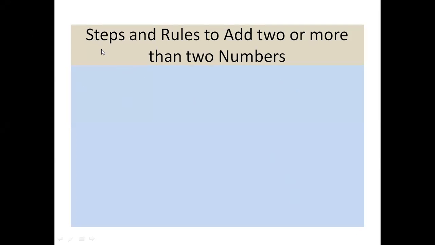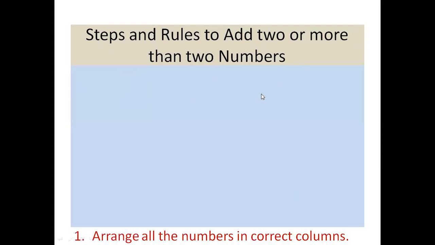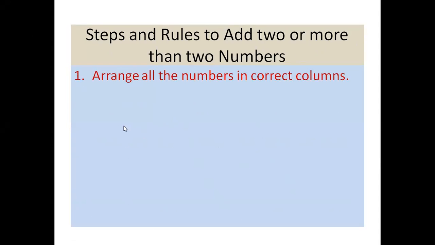Before starting the addition, let's understand what are the steps and rules which we have to follow when we add two or more than two numbers. The very first step is we have to arrange the numbers in correct columns. Okay. Now, which correct columns? According to the place values, ones, tens, hundreds, thousands, 10,000s, lakhs, 10 lakhs, whatever. Okay. So, as per the given numbers, we have to arrange them in correct columns.